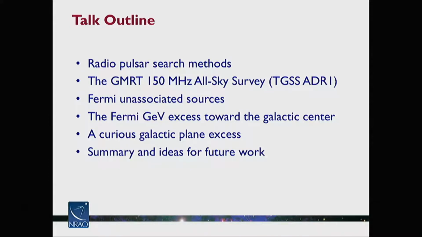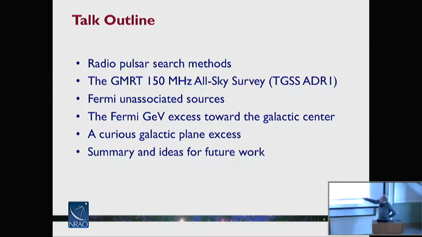I'm going to begin by setting the stage for what the basic search techniques are in pulsar astronomy, and then introduce an old idea that I dusted off, and use that idea to search for pulsars. I'll show you a couple of interesting attempts that we've done with finding pulsars in Fermi unassociated sources, the GeV excess towards the galactic center, and talk to you about a curious excess in the galactic plane.